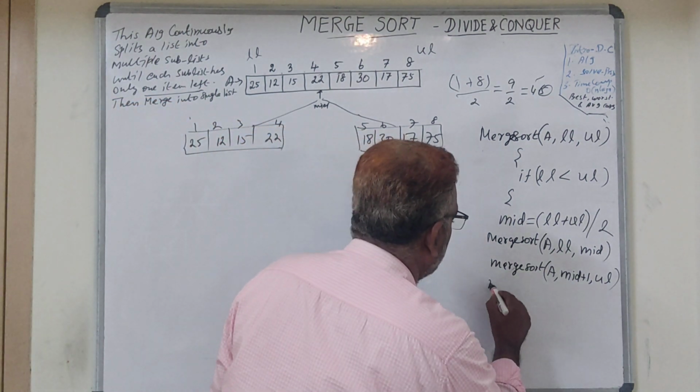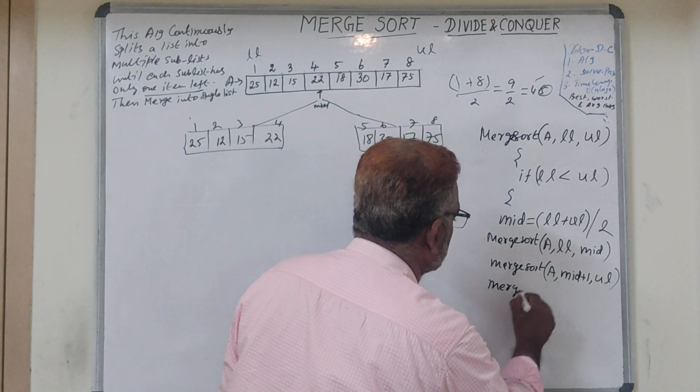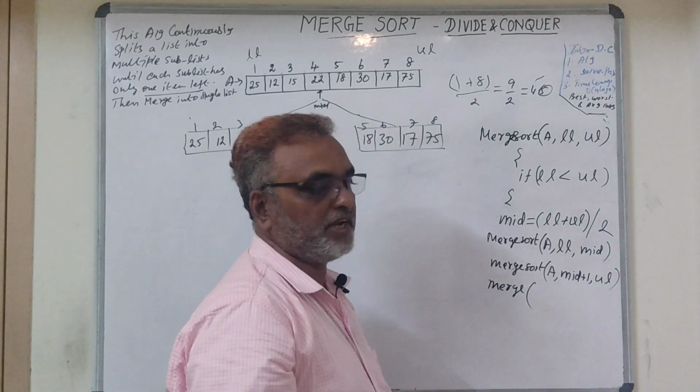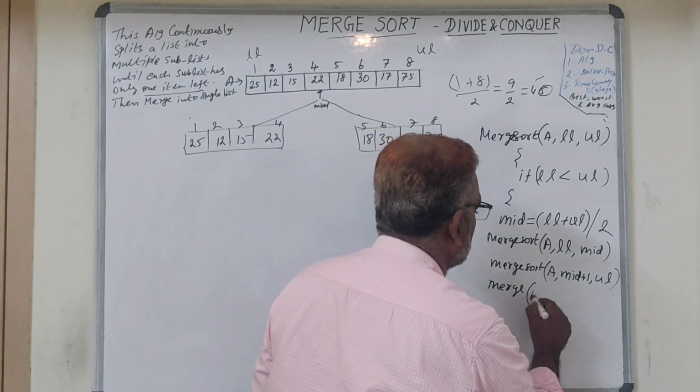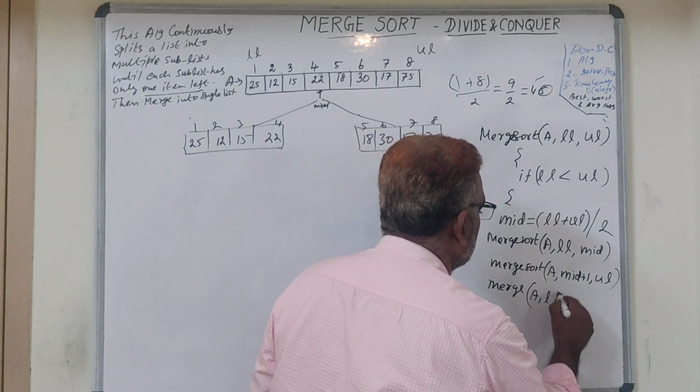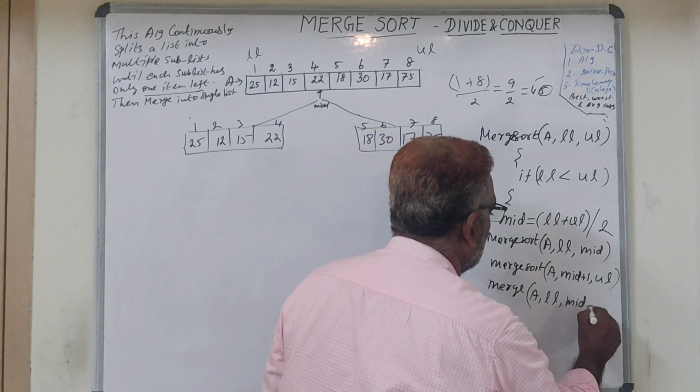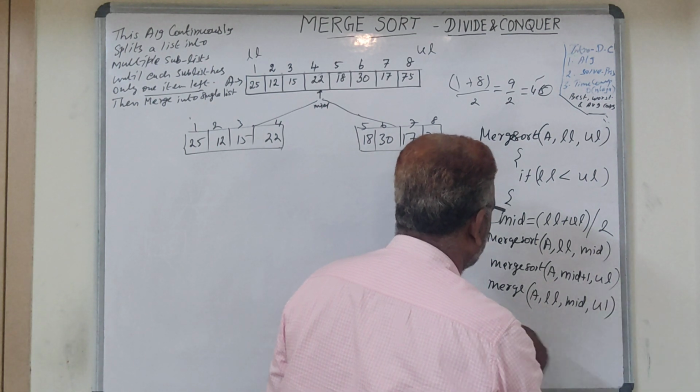So finally, after getting all these values, you have to perform the merge operation on these two lists, the entire list. That means A, then LL, then mid, and then UL.